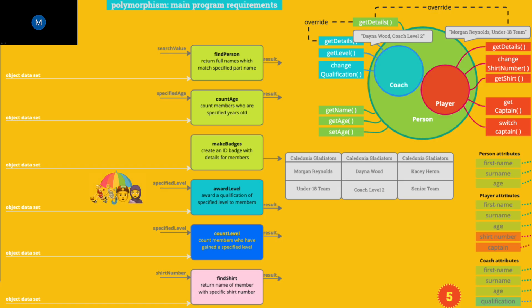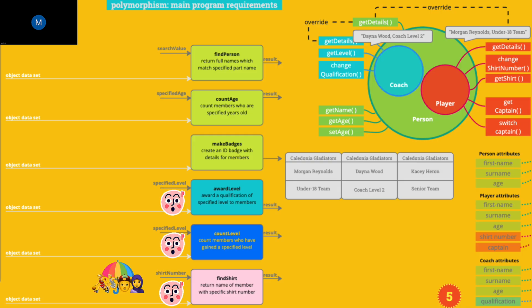However, again, things fail when we come to the last three processes, so award level, count level, and find shirt, because they require behaviors that are not person behaviors. They are specific to the player and coach. So to summarize this slide, the larger group is more efficient, but, as we've mentioned a few times, mixed types are only suitable for some. What this means is the use of the super identity, in this case person, does allow a single set of data to be processed rather than two distinct sets, players and coaches, but it does have limitations.